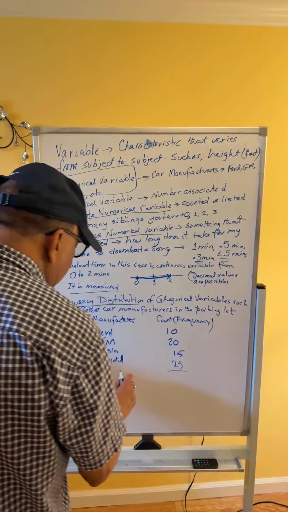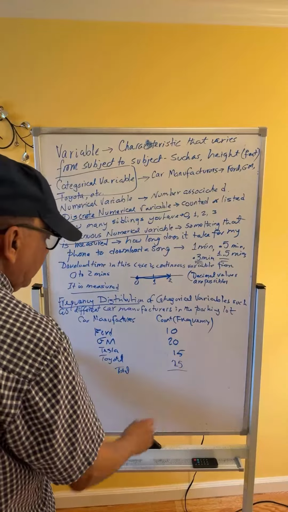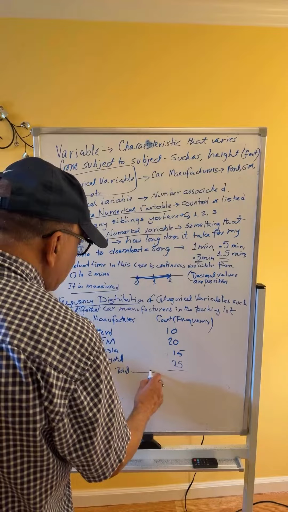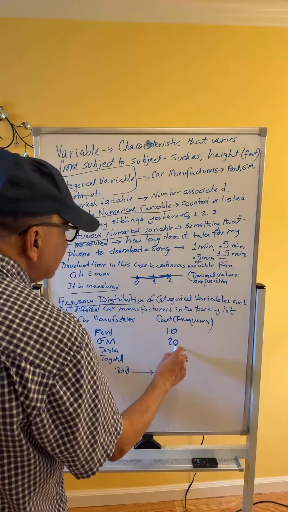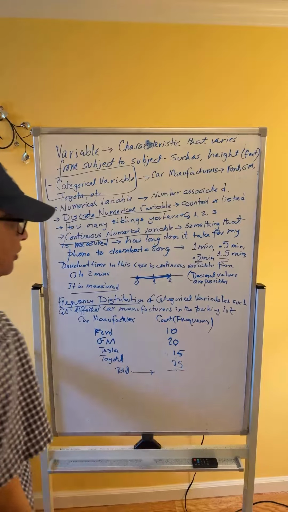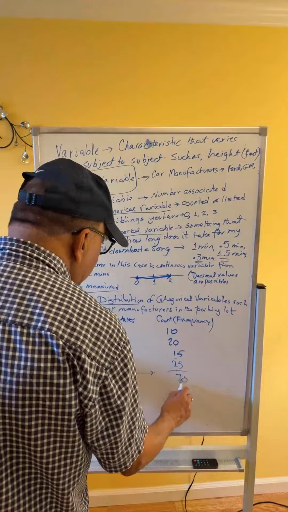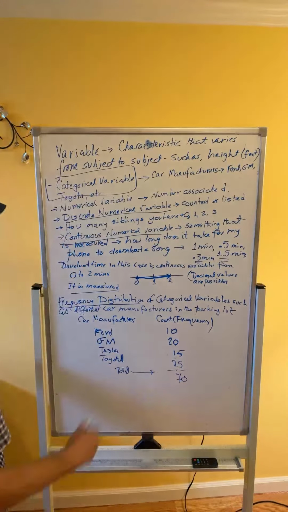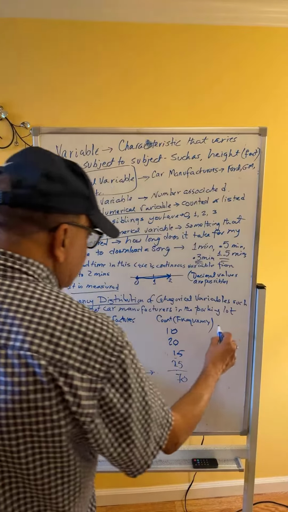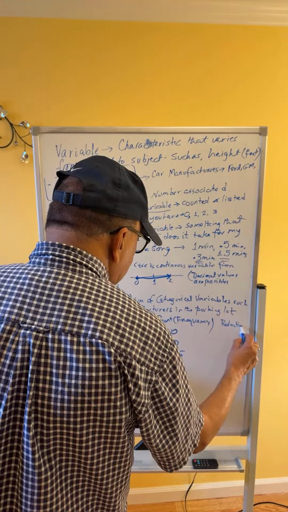So what is your total? You add them up, total count. 10 plus 20 is 30, plus 15 is 45, plus 25 is 70. So the total is 70 cars. What is the proportion of each manufacturer, which is also called relative frequency?